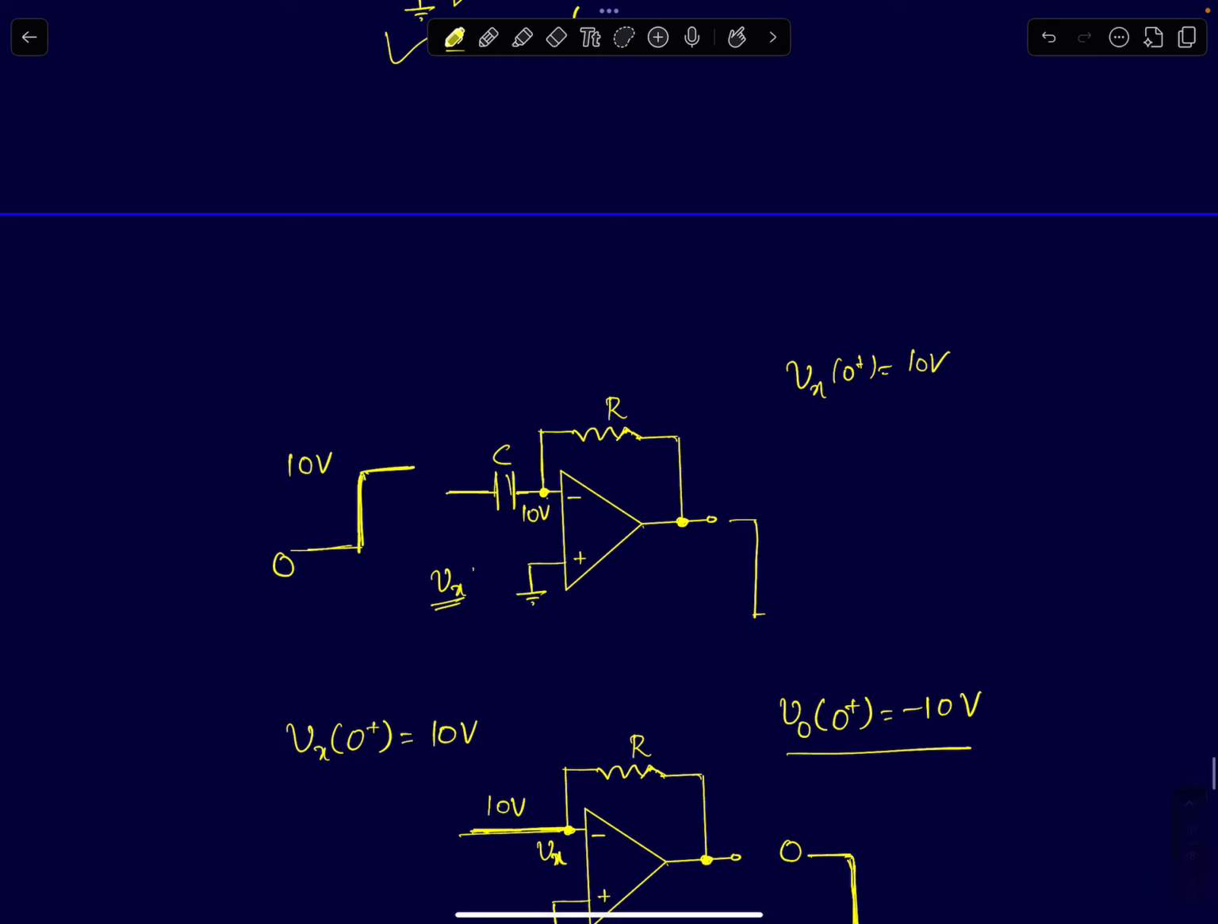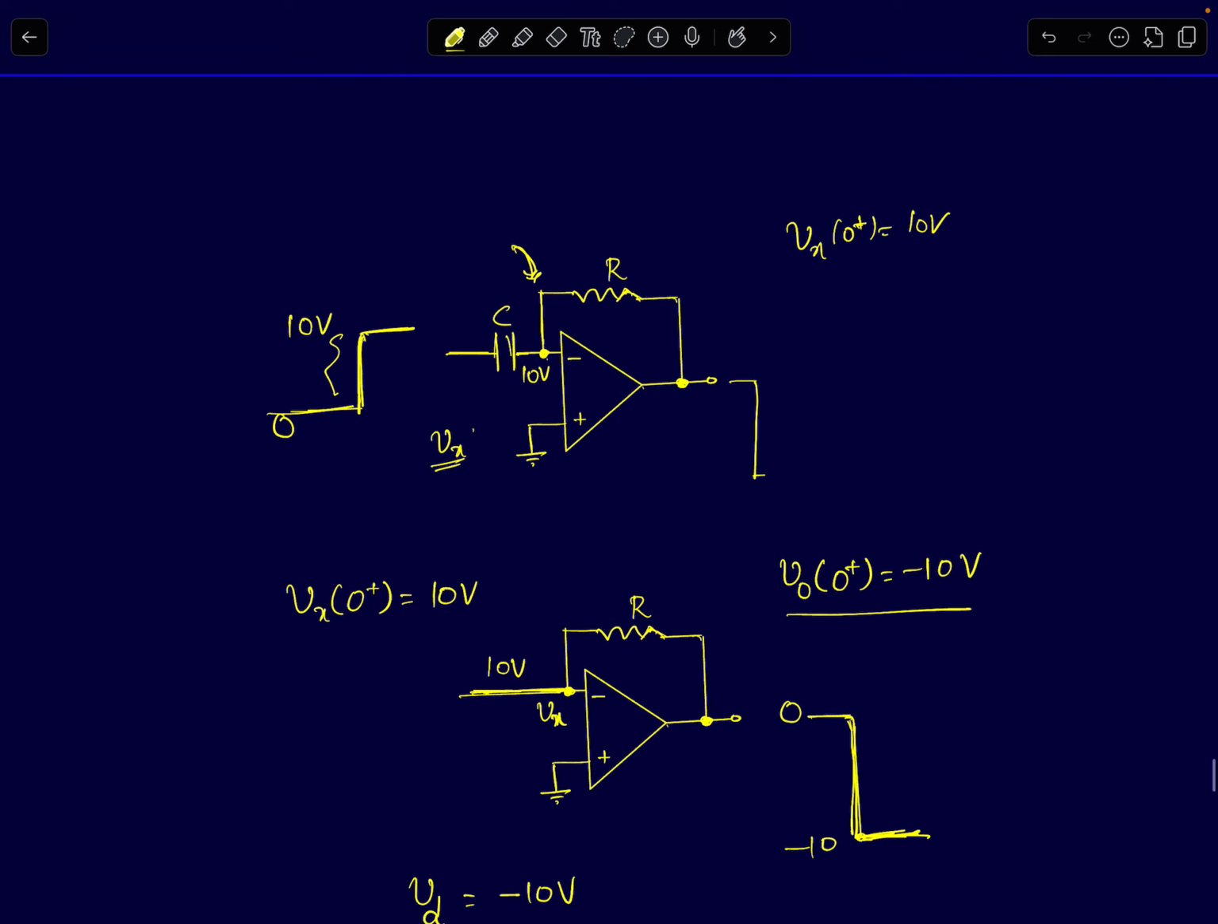Suddenly at t equal to 0, a step of 10 volts appears at the input of this differentiator. What will happen? Your capacitor will act like a short circuit. Because your capacitor acts like a short circuit, the inverting terminal voltage will also come to 10 volts. Your capacitor will act like a short circuit, and the inverting terminal voltage will be forced to be equal to 10 volts. So your capacitor's impedance will become 0, right?